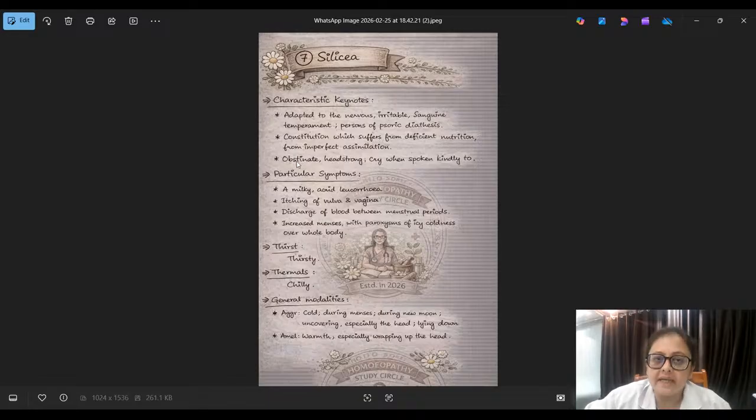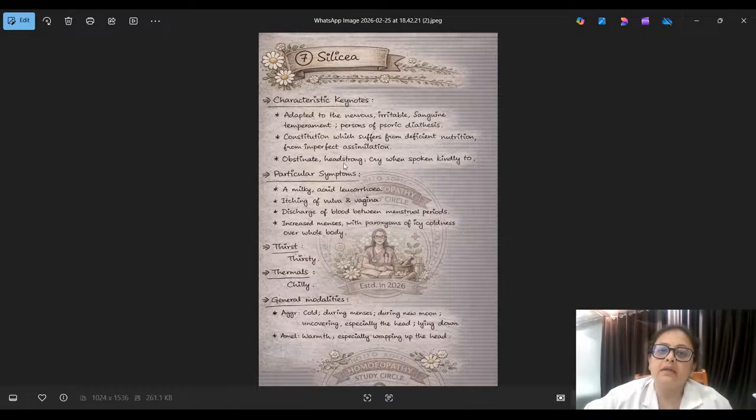Obstinate, headstrong, cries when spoken kindly to. See, silicea patient is also timid, but obstinate and headstrong. Outside, she is timid. She cannot talk to strangers very easily. She is introvert, but inside she is obstinate and headstrong.